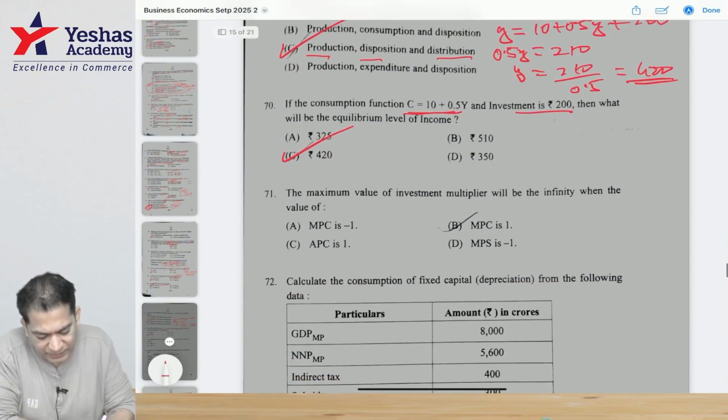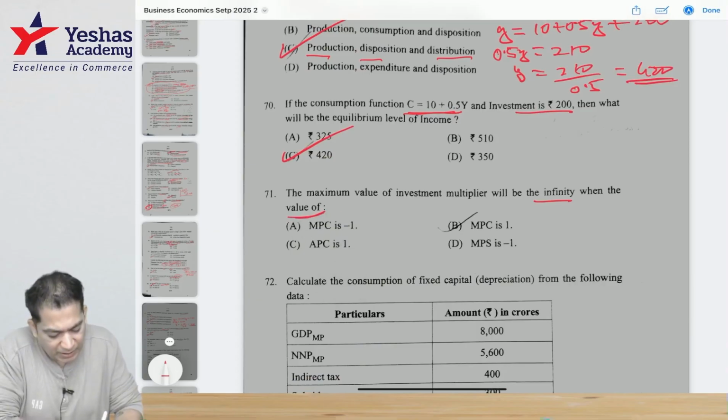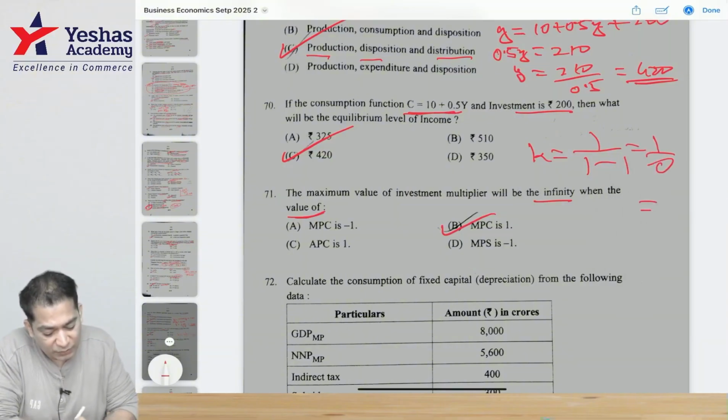The maximum value of investment multiplier will be infinite when the value of MPC is 1. Why? Because what was the formula for the multiplier? K equals 1 by 1 minus MPC. So 1 minus MPC, if the value of MPC is 1, so 1 minus 1, so 1 by 0, you'll have the maximum value infinite when MPC is 1.